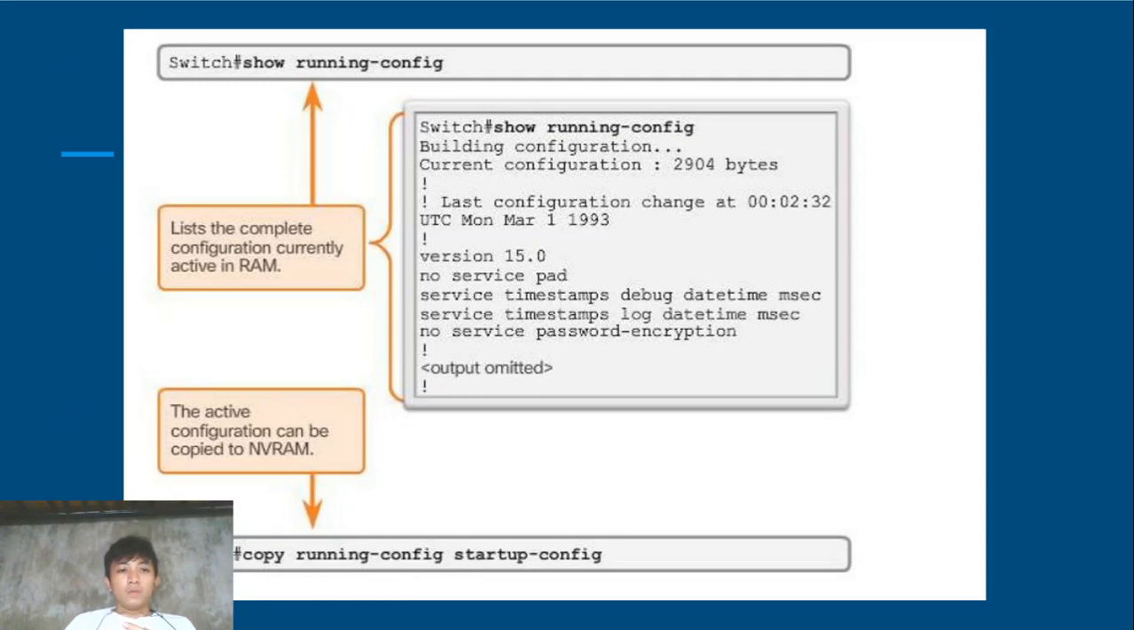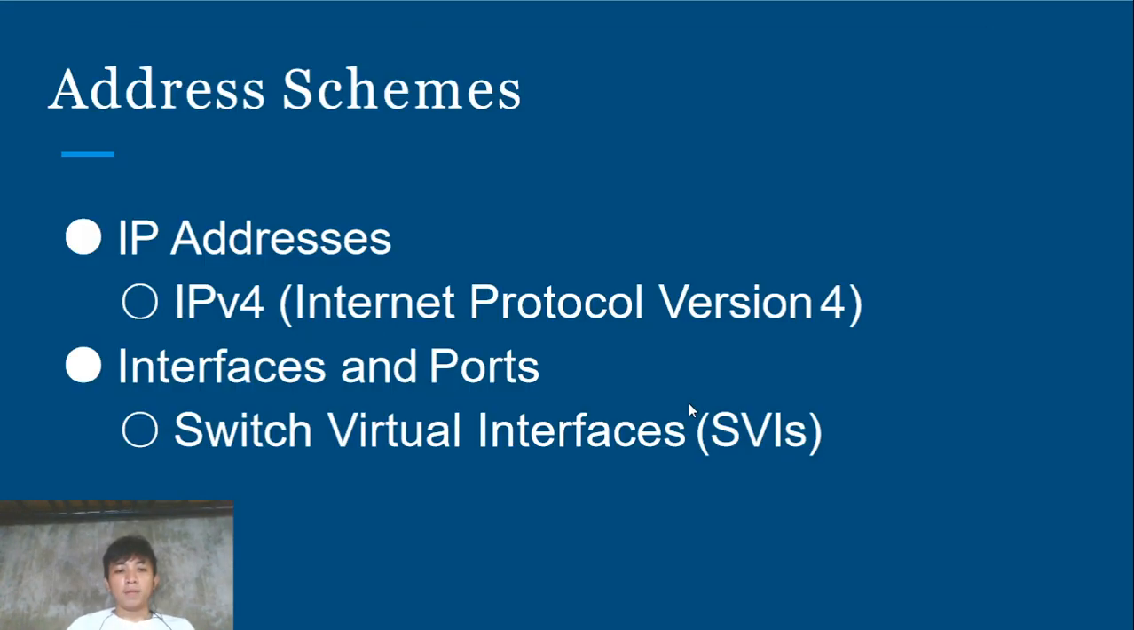So for us to save the running configuration in RAM to NVRAM, first you need to show the running configuration that you use. Then to save it, you need the command copy running-config startup-config, to save all of this to NVRAM, non-volatile random access memory.